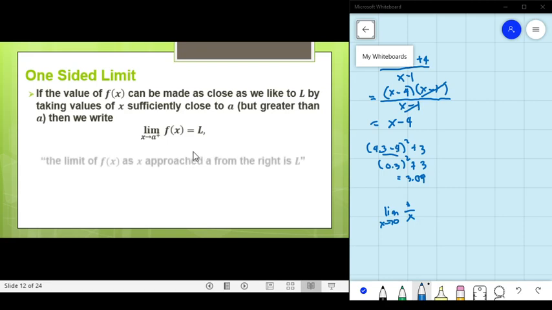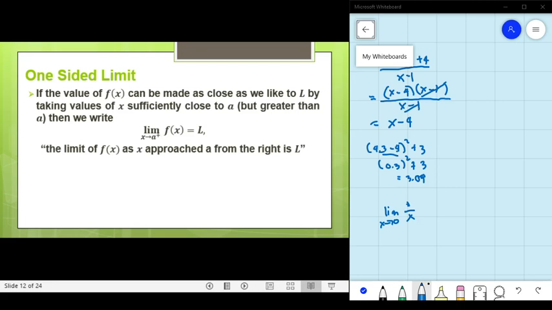Okay? And then, let's read this as: the limit of f of x as x approaches A from the right is L. It is not A to the plus sign. It should be read as x approaches A from the right is L.